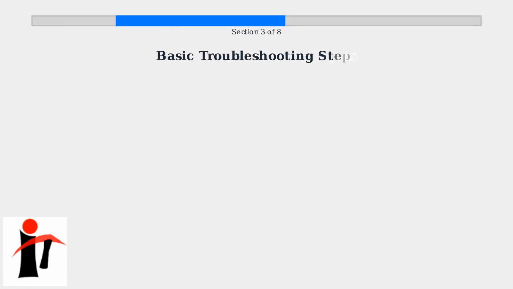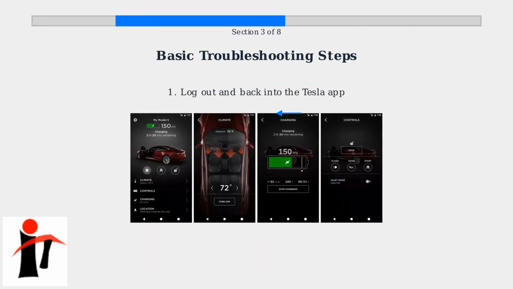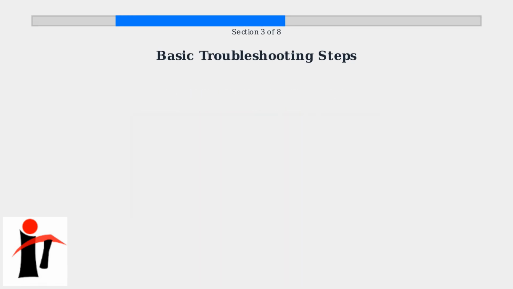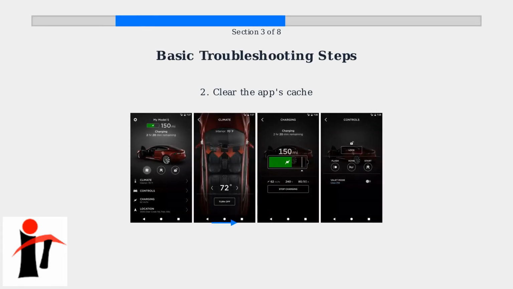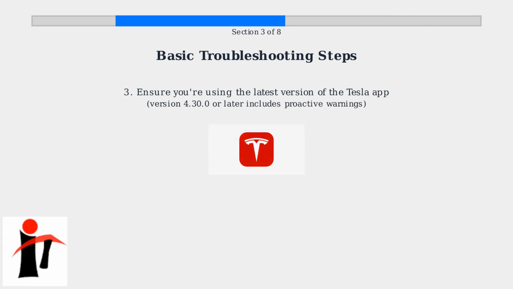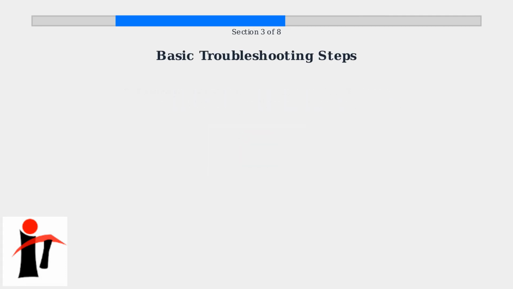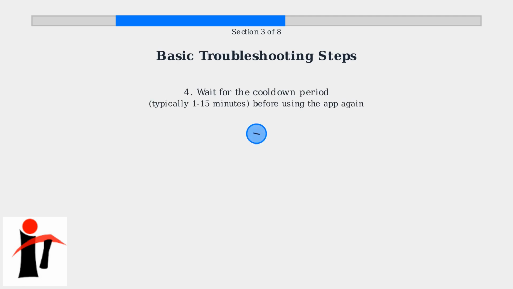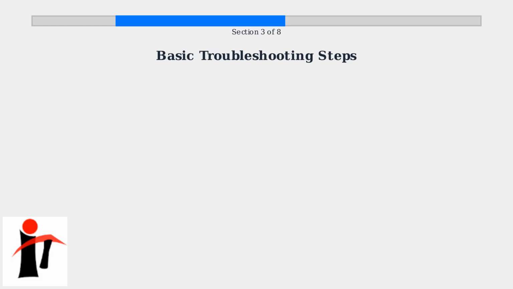Basic troubleshooting steps can often resolve the 429 error quickly. Let's go through them one by one. First, try logging out and back into the Tesla app. This can reset your session and clear temporary issues. Next, clear the app's cache. This removes stored data that might be causing conflicts. Ensure you're using the latest version of the Tesla app. Version 4.30.0 or later includes proactive warnings about rate limits. Finally, wait for the cooldown period, which is typically 1 to 15 minutes, before attempting to use the app again.